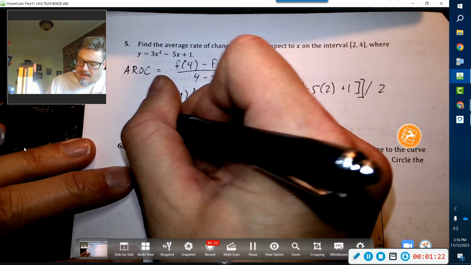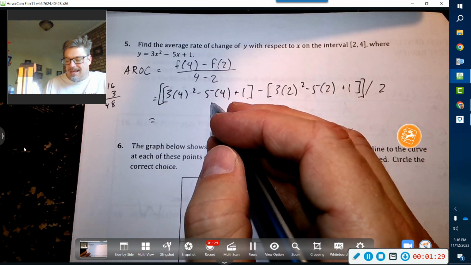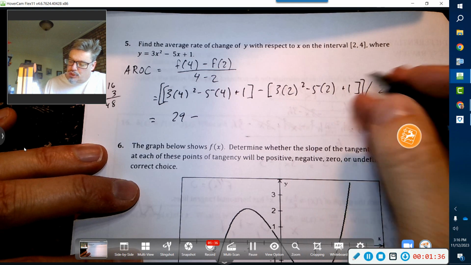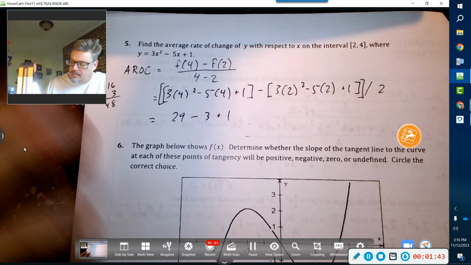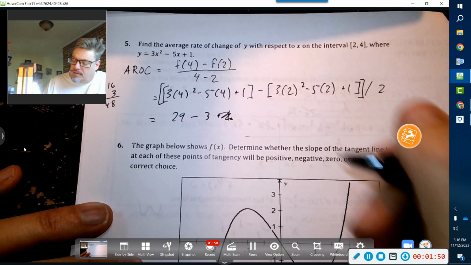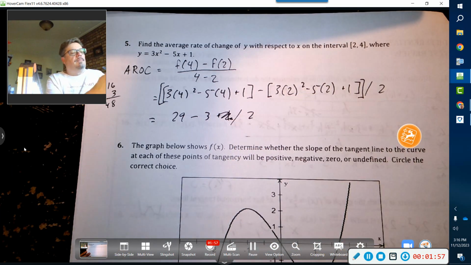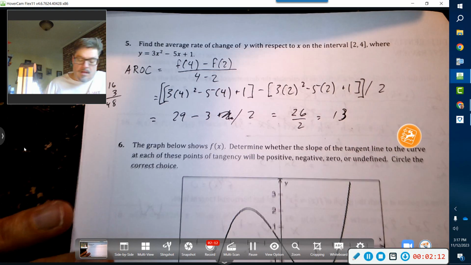Okay, so now we've got 16 times 3. 16 times 3 is 48. 48 minus 20 is 28. Nope, I'm messing up here. Minus 10 is 3, so minus 3 divided by 2. Okay, so let me make sure that I'm not botching this up. 26 divided by 2 is 13. Okay, alright, final answer.